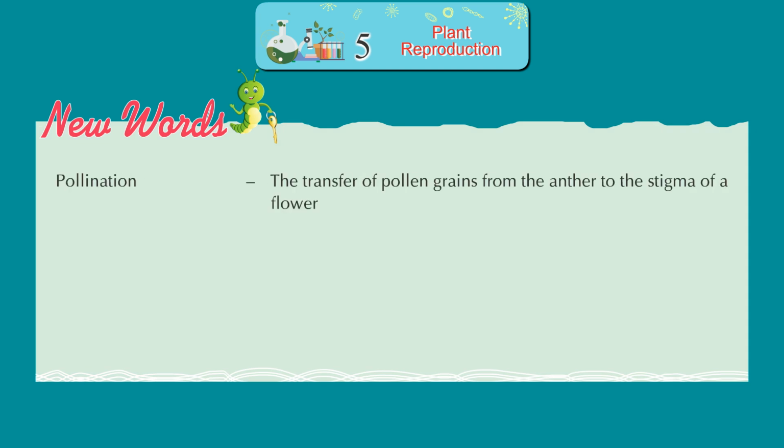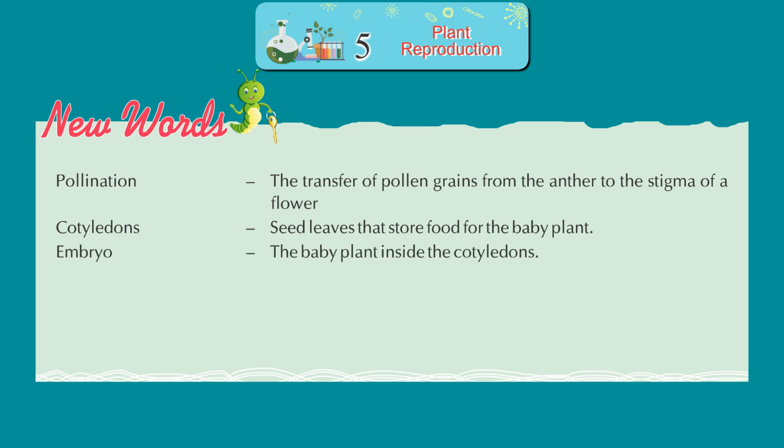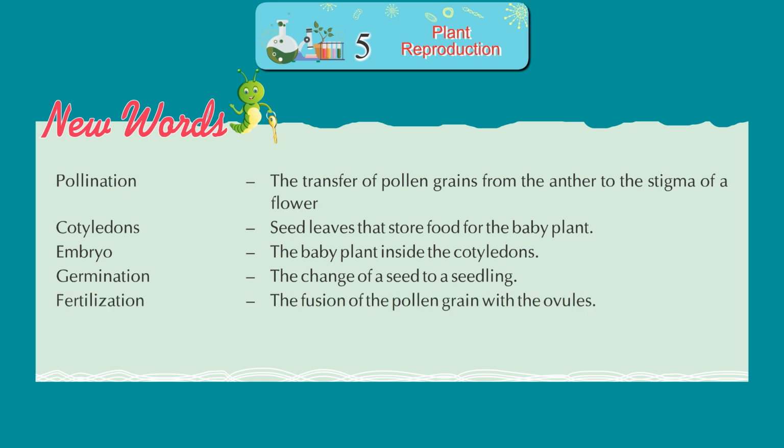New words. Dispersal of seeds: the scattering of seeds away from the parent plant. Pollination: the transfer of pollen grains from the anther to the stigma of a flower. Cotyledons: seed leaves that store food for the baby plant. Embryo: the baby plant inside the cotyledons.